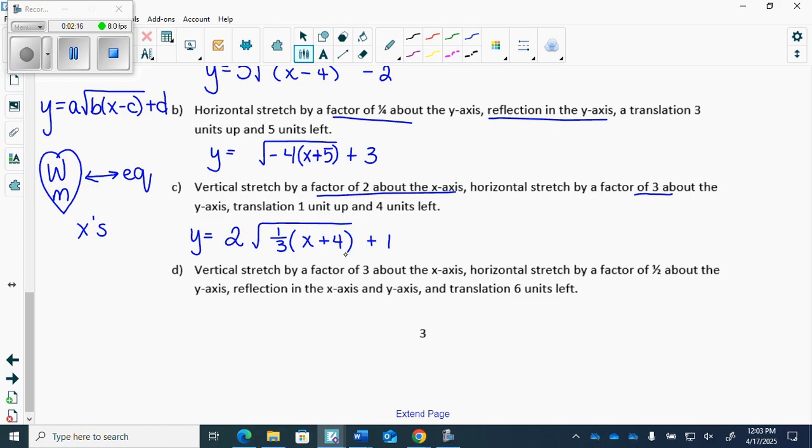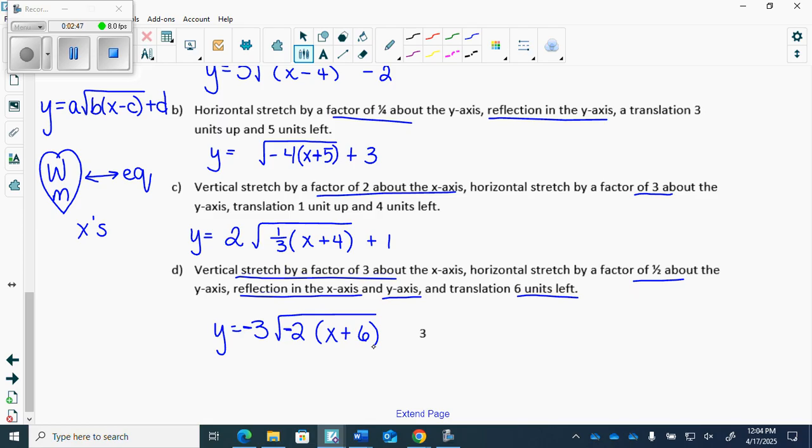And then D, we have a vertical stretch by a factor of 3. Horizontal stretch by a factor of 1/2, so it goes in as a 2. Reflection in the x-axis, so that's with the y value. And y-axis, so that's with the x value. And a horizontal translation, 6 units left. Yeah?